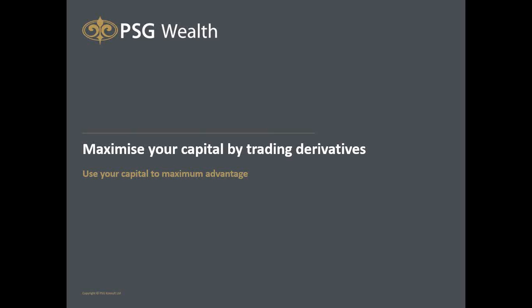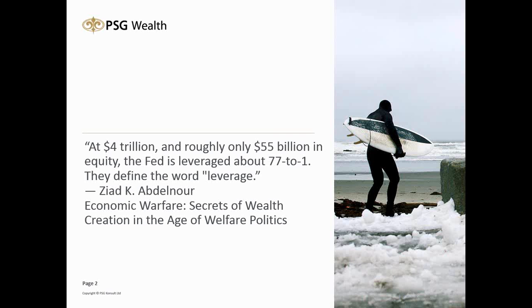Okay, so the topic today is maximize your capital by trading derivatives. Talking about derivatives, here's a quote from an author called Zayed Abdel-Noor. He said that at $4 trillion and roughly only $55 billion in equity, the Fed, that is the US Federal Reserve, is leveraged about 77 to 1. They define the word leverage. So that is our main gist of the presentation today: using leverage, especially with derivatives.